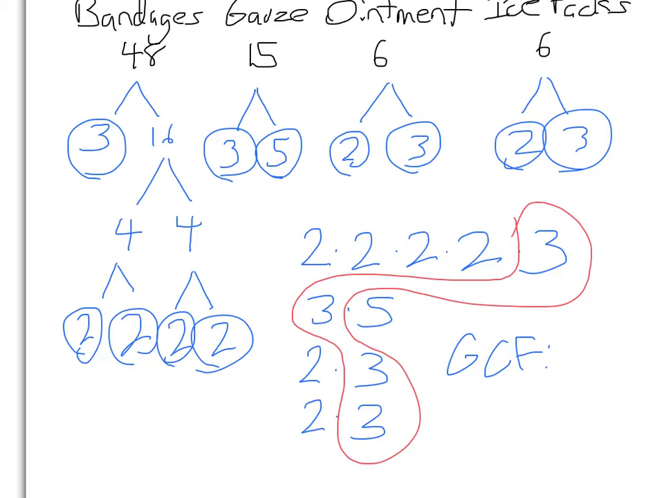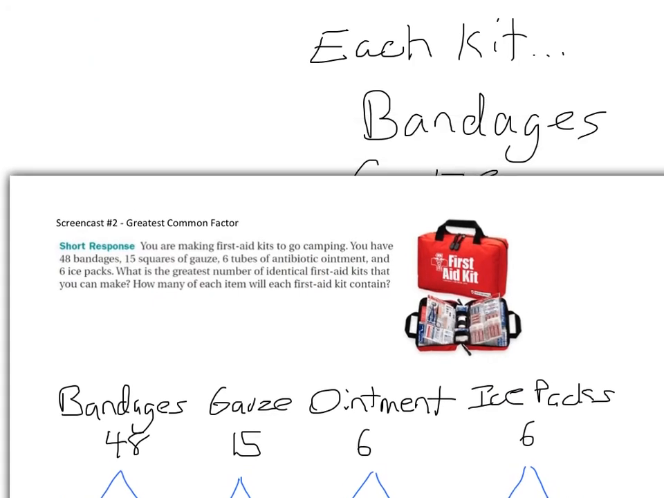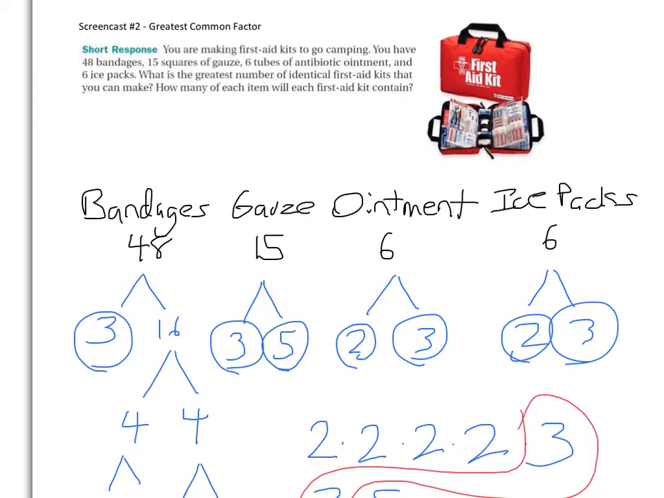Now remember, for every group that you create of common factors, you only extract the number itself. So yes, we have 4 3s, but we only use one of them. And the GCF, thus, is 3. Hereby answering the question above, which read, what is the greatest number of identical first aid kits that you can make? The answer to that question is 3. You can make 3 identical first aid kits. All right, so we solved that first part.